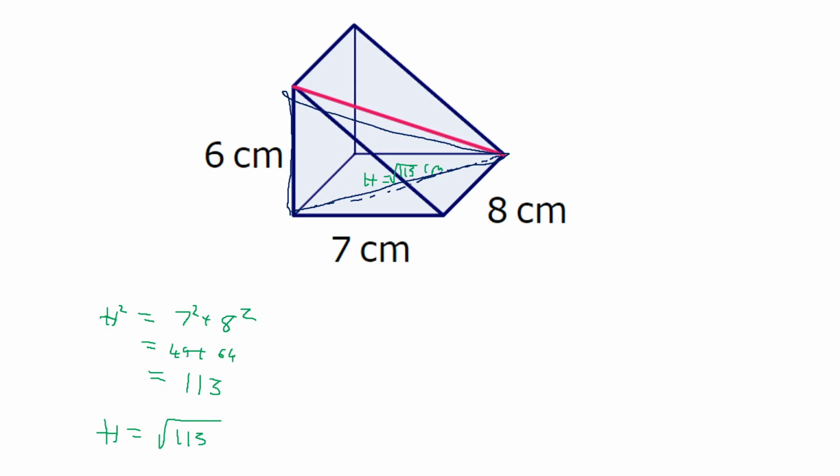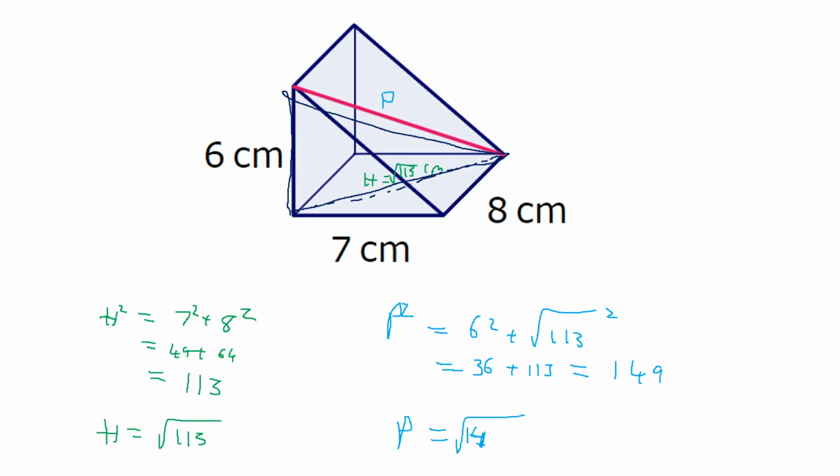So now we can use this root 113 to find out what this pink length p is equal to. p squared is going to equal 6 squared plus root 113 squared, which is just the same as 36 plus 113, which is equal to 149. And so therefore p is going to equal the square root of that, which is just going to equal 12.21 centimeters.